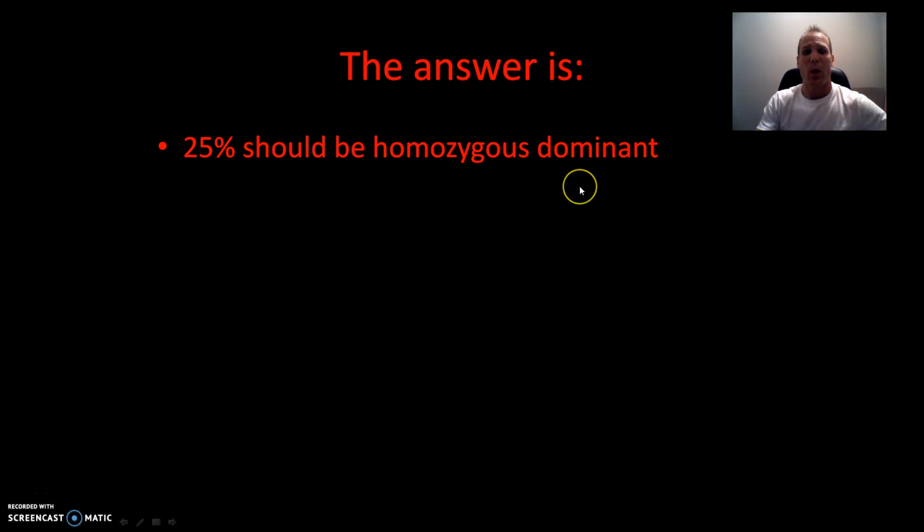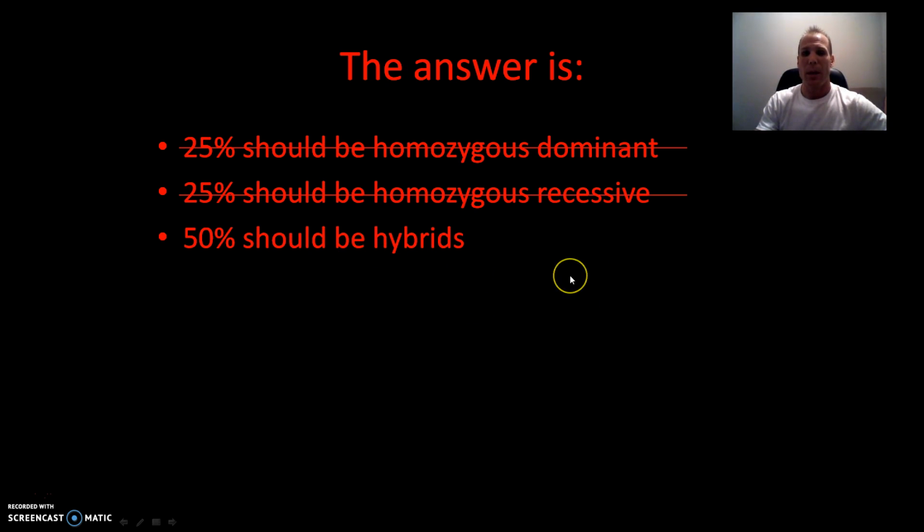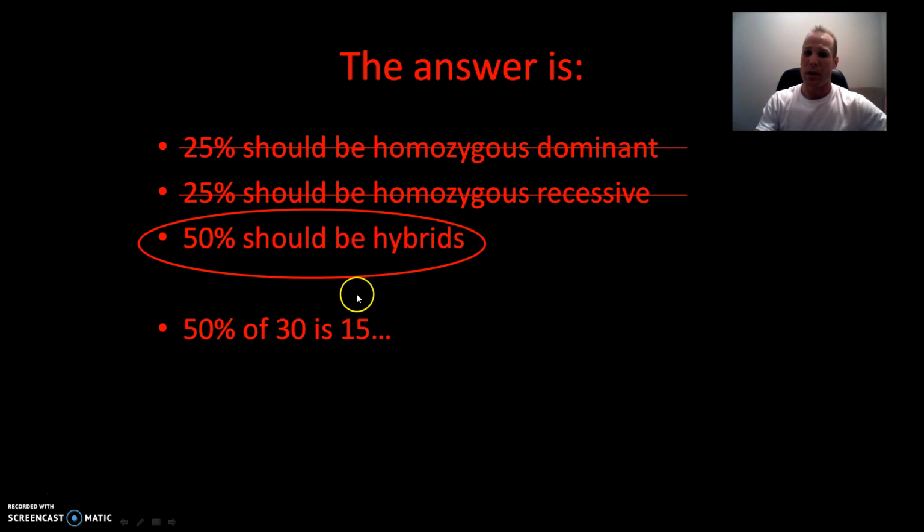25% of these snakes are going to be homozygous dominant and cannot produce albino snakes. Even if you breed them with an albino, it still won't produce albinos. You also know that 25% of those snakes are going to be homozygous recessive, and they are going to be albino, but we're not going to sell those. We're going to keep those. That leaves 50%, which are the hybrids, and they can produce albino babies. So 50% of 30 is 15.